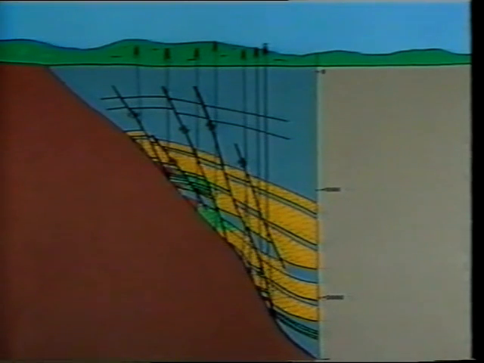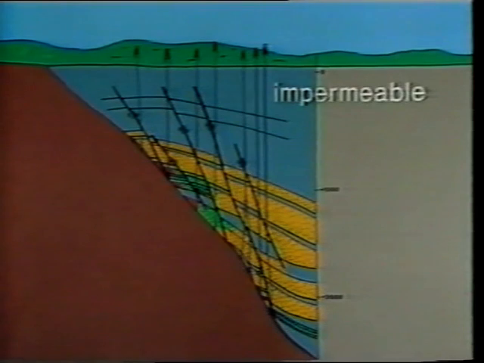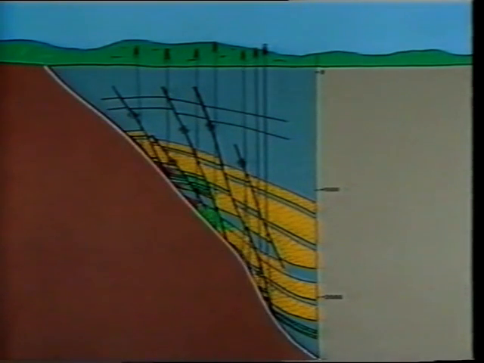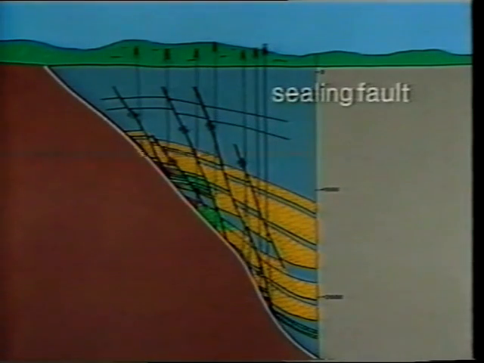Now, there are two requirements for this trap to be valid. First, the rocks in the upthrown fault block adjacent to the downthrown reservoir rocks must be impermeable. Second, the Steinberg fault, which extends to the surface, must be a sealing fault. Otherwise, oil and gas would leak up the fault plane to the surface, and the trap wouldn't exist.